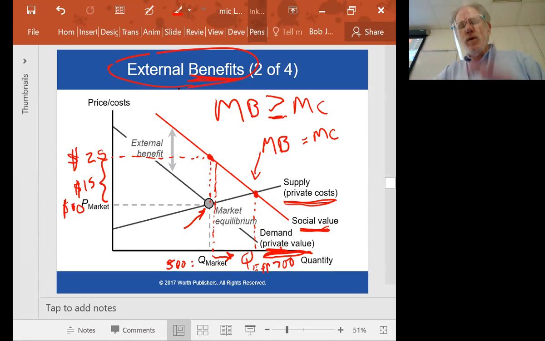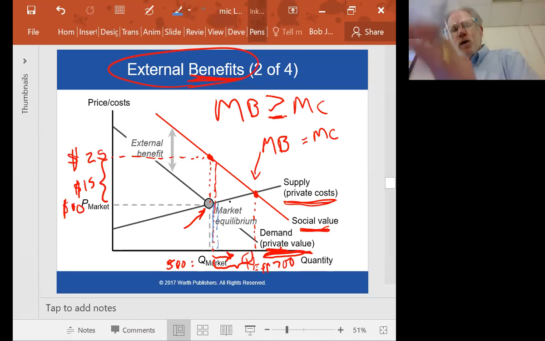And where would the inefficiency be represented? What's the problem associated with not having those last 200 people vaccinated? Where would the cost of those last 200 be represented? Where do you find cost? Always use the supply curve. So the cost of the 501st person is going to be here. The 502nd is going to be here.